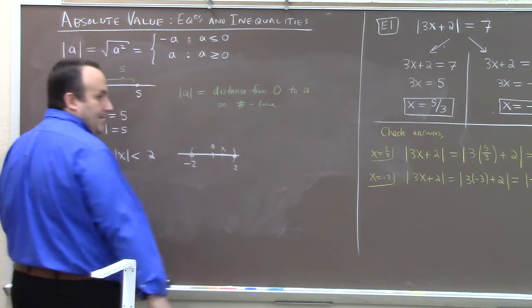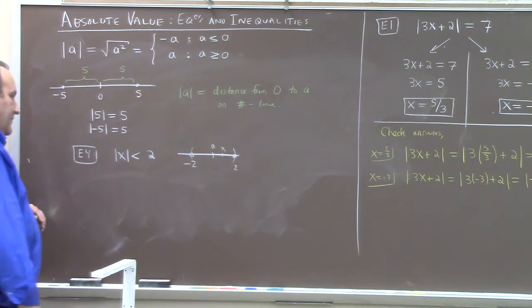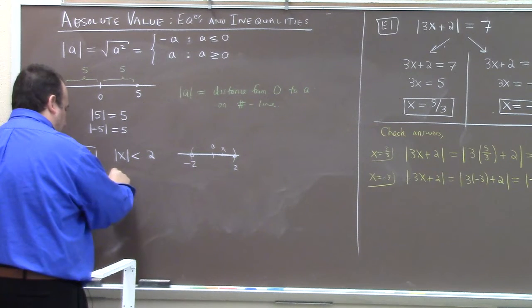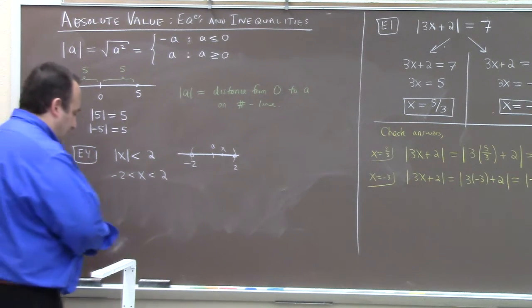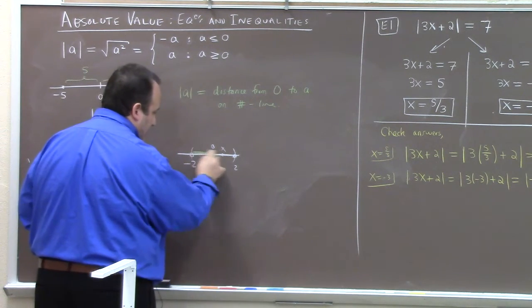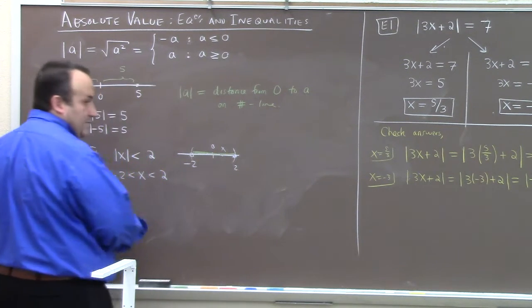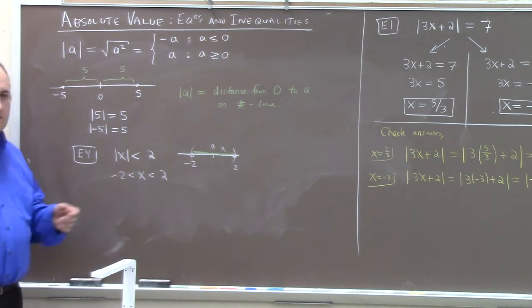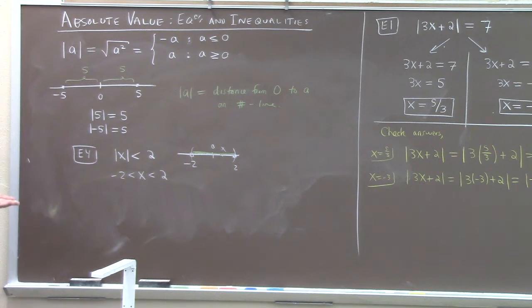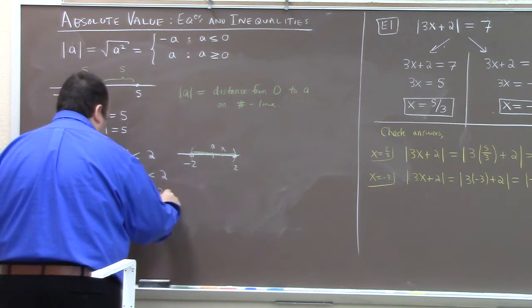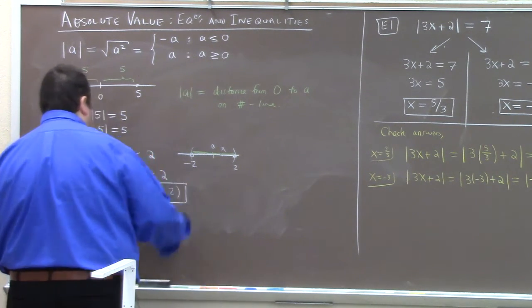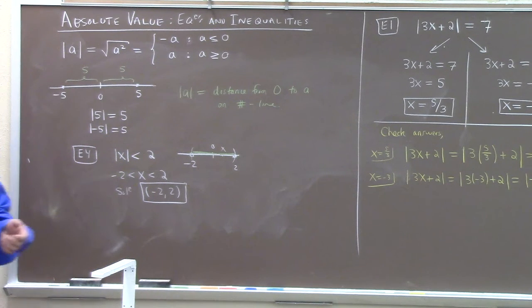In other words, this is equivalent to minus 2 less than x less than 2. Because we know from just basic geometric thinking that the solution's got to be in here somewhere, which is equivalent to this compound inequality. So the solution is what, in interval notation? Minus 2 to 2. The solution is minus 2 to 2, right?